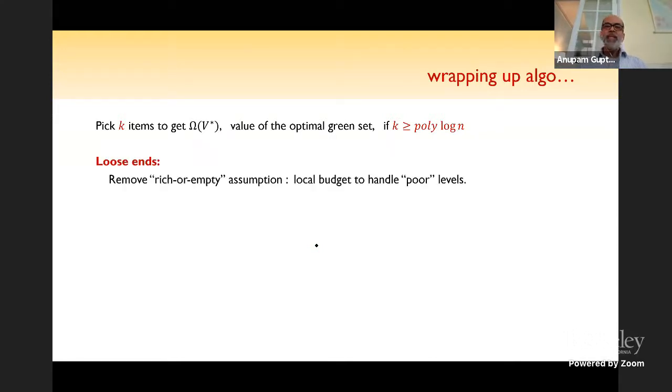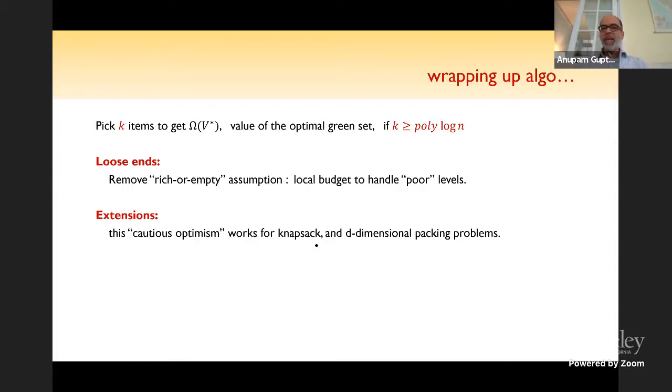There were some loose ends. I made an assumption that every value level was either rich or empty. You can assign a little local budget to take care of it. There's minor details. But the point I want to make is what we were doing was optimism in the face of uncertainty, but being cautious about it. Check your work every so often.